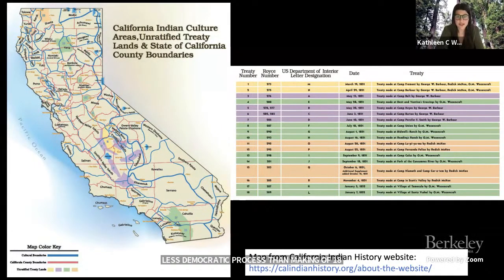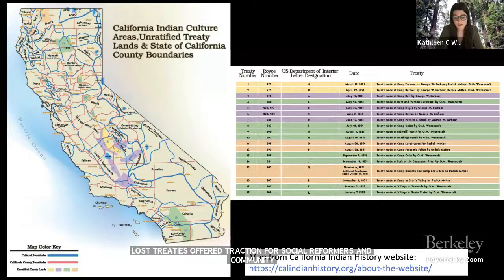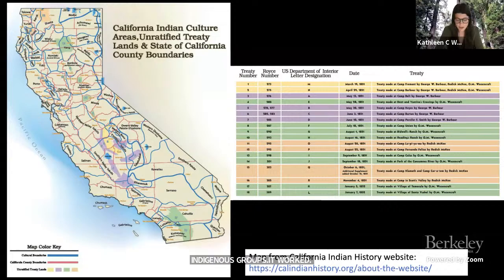The rhetoric of California's lost treaties offered traction for social reformers and community organizers with which to pressure the federal government to begin to make significant change in its policy toward the state's many indigenous groups. It worked. Between 1905 and 1930, the social and economic conditions among the indigenous peoples in California changed as 59 settlements known as rancherias were purchased by the federal government for landless communities of Native Californians.